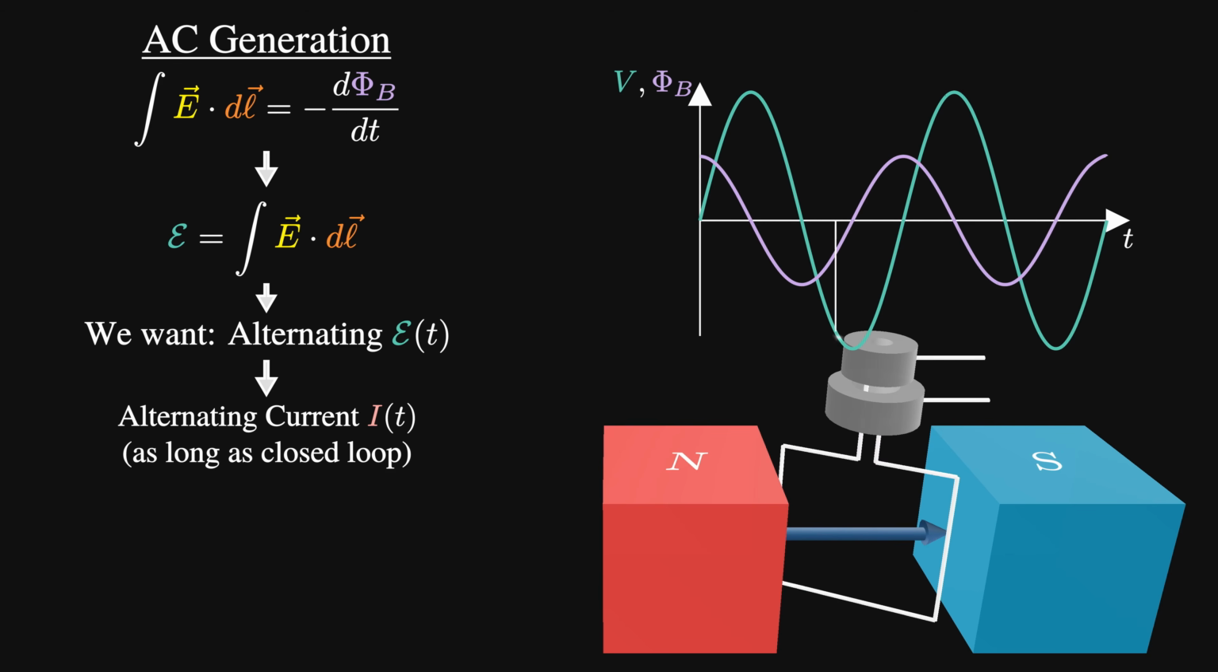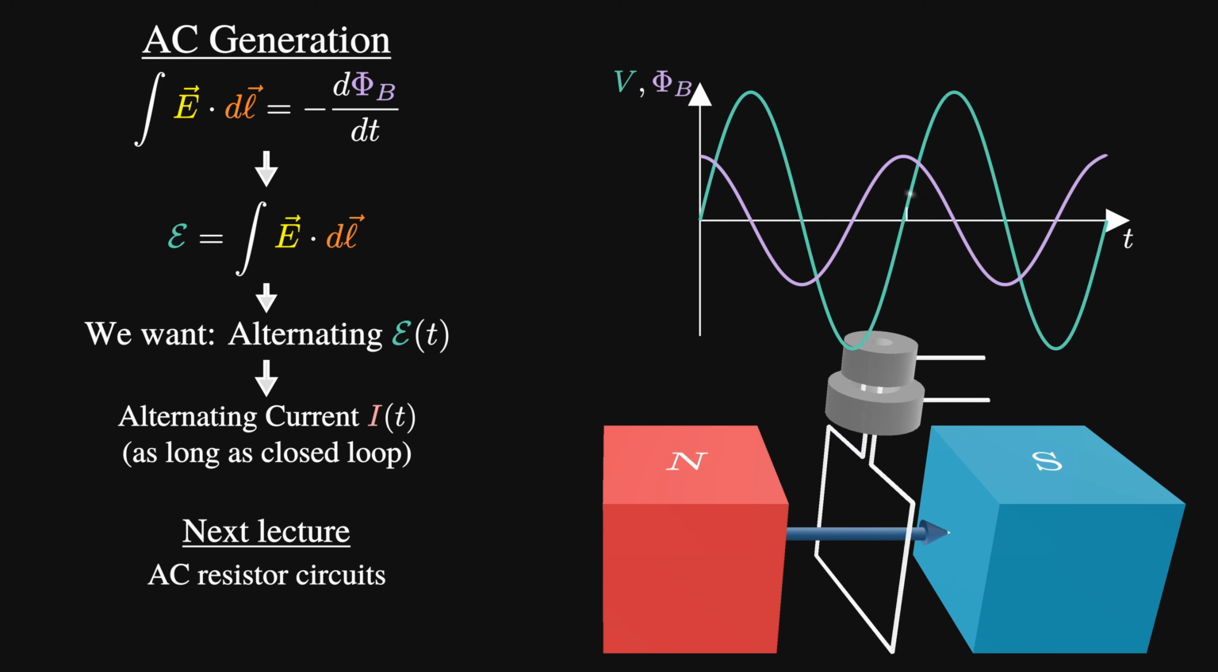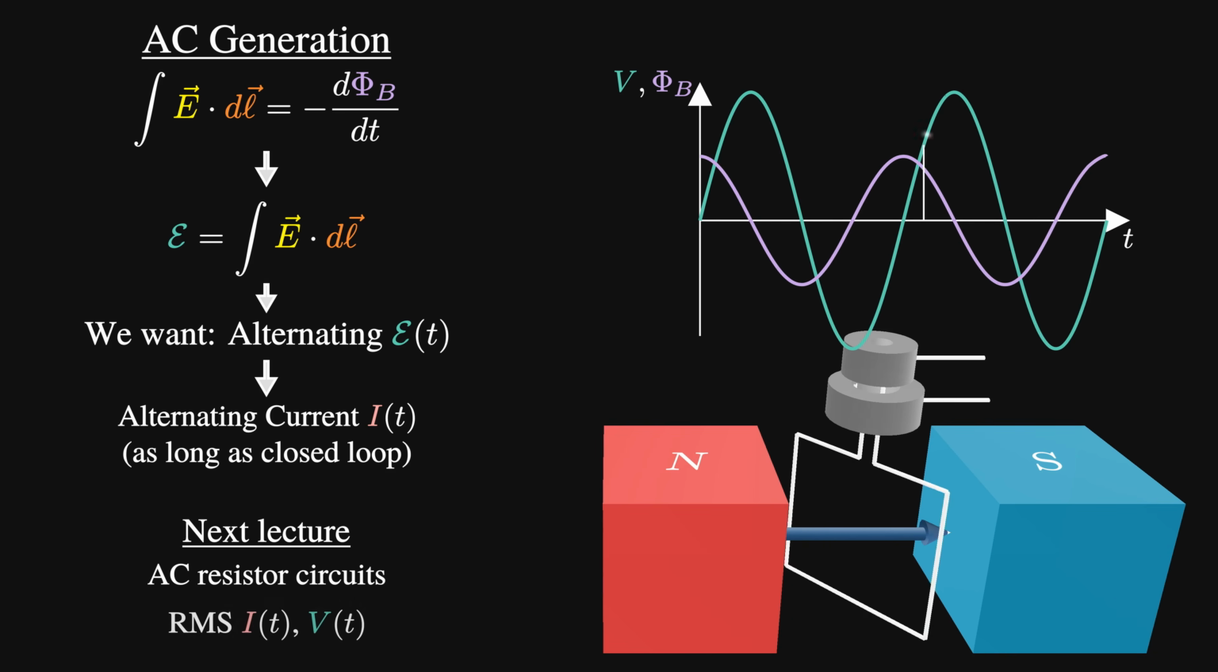So now we have a way of creating an alternating voltage source. In the previous video, we determined why we want to use AC in the first place. But what is this current? The voltage is well defined, but as we know, the current depends on what else is in the circuit. In the next video, we'll be looking at simple circuits containing resistors and see how the current changes. In turn, we'll learn about RMS voltage and current.